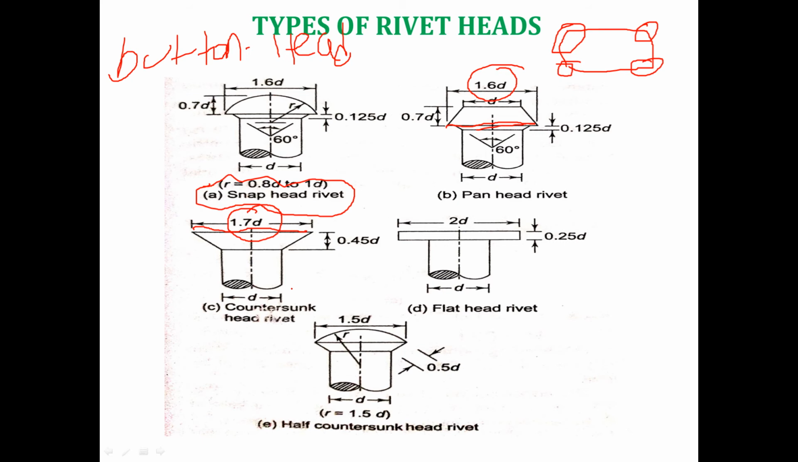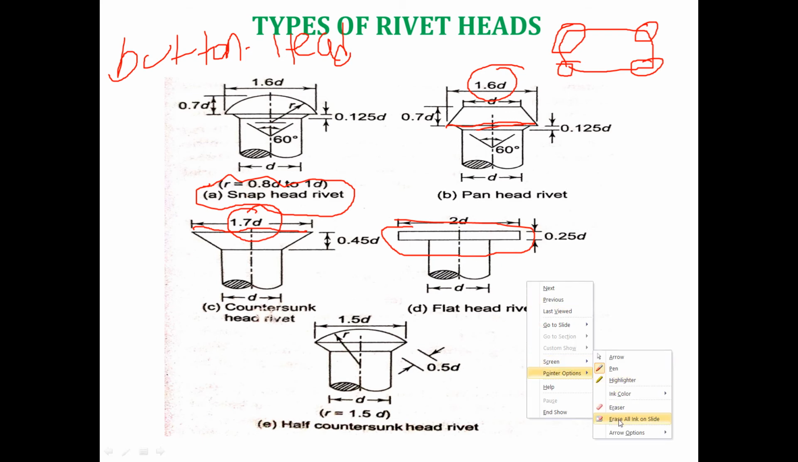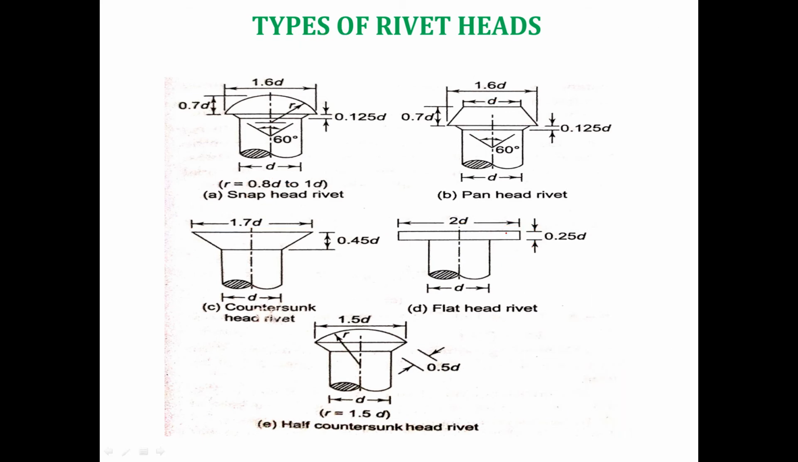Fine. What is a flat head rivet? The head portion of the rivet will be completely flat, and its length will be 2 times the diameter of the shank, and its thickness will be 0.25 times the diameter of the shank portion of the rivet.